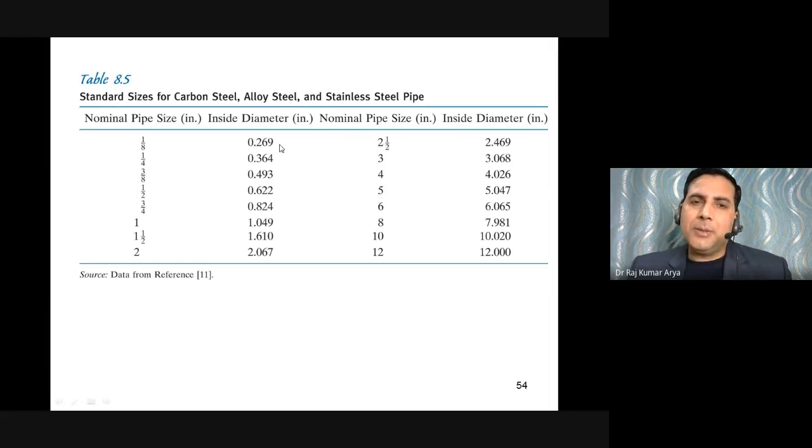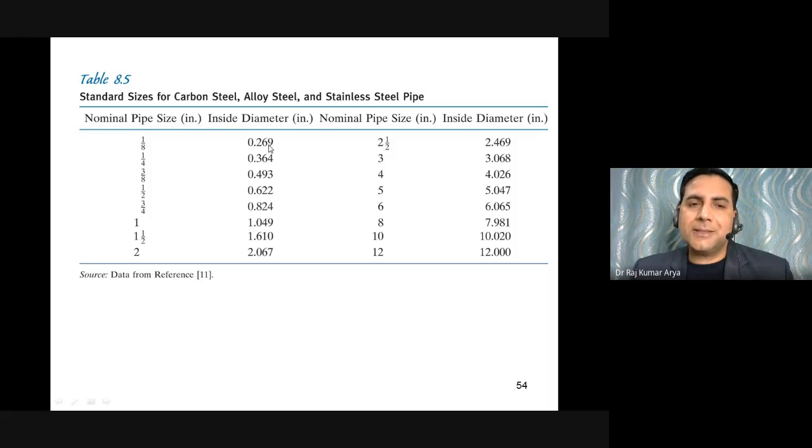Outside diameter will depend on the thickness of the material and wall thickness, and you are not interested in the outside one because you want to make the flow. So you are interested only in the inside diameter of the pipe. Outside diameter depends on the material of construction and on what type of pressure you are handling. Based on that, you need a particular thickness to provide strength to the material. So the nominal pipe size is practically your OD, and inside is this only.